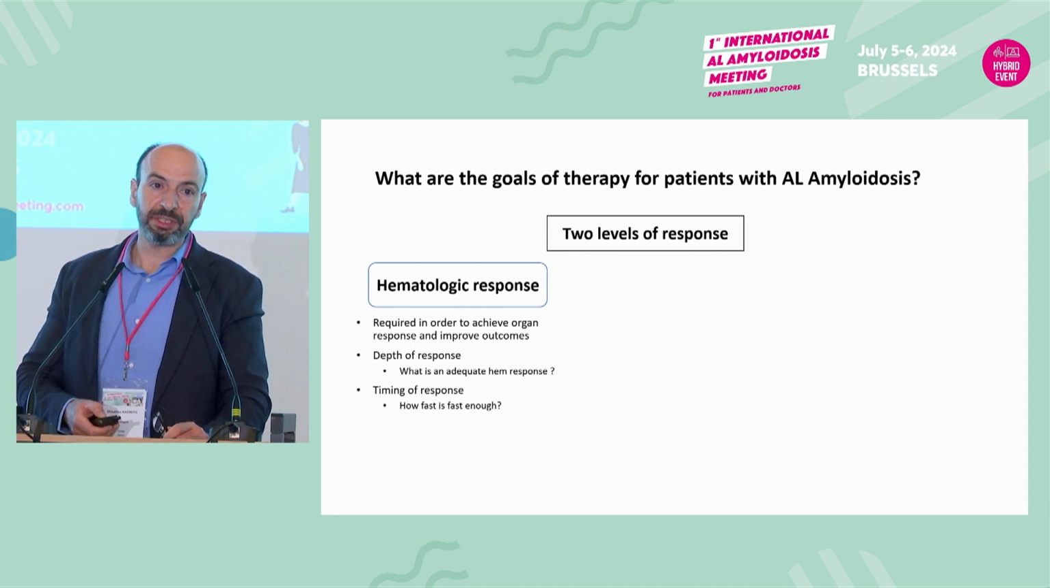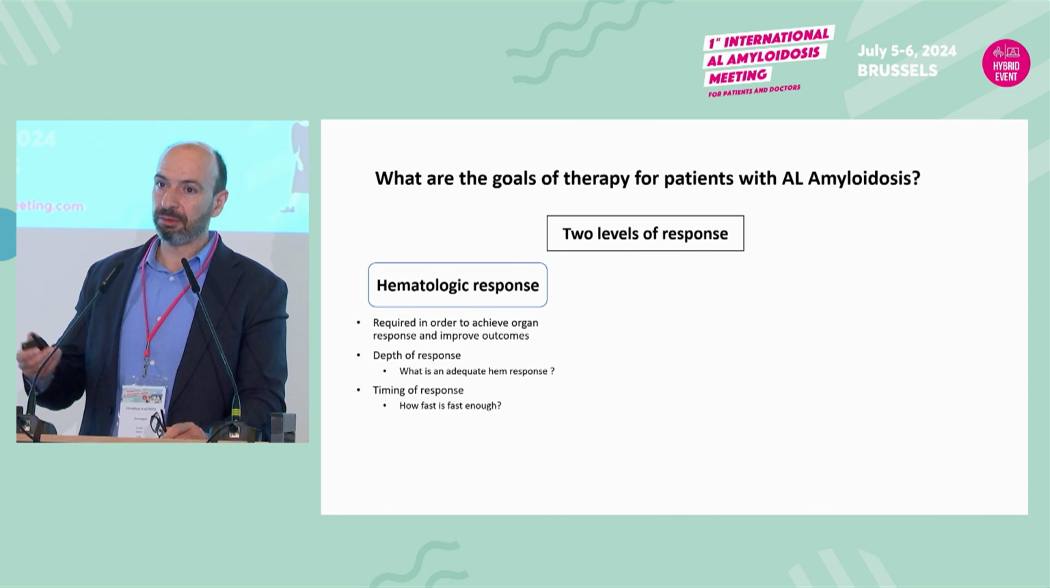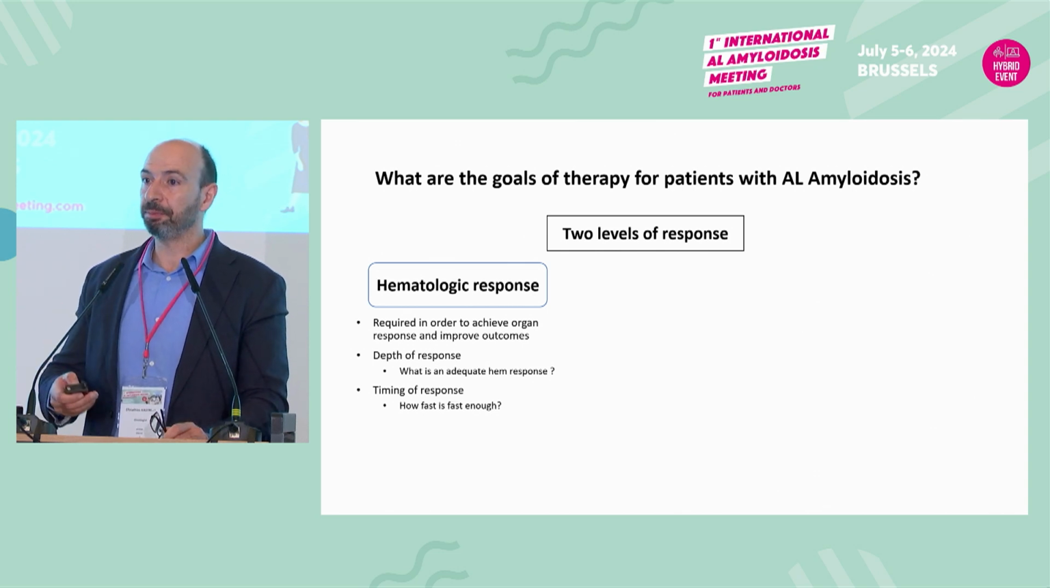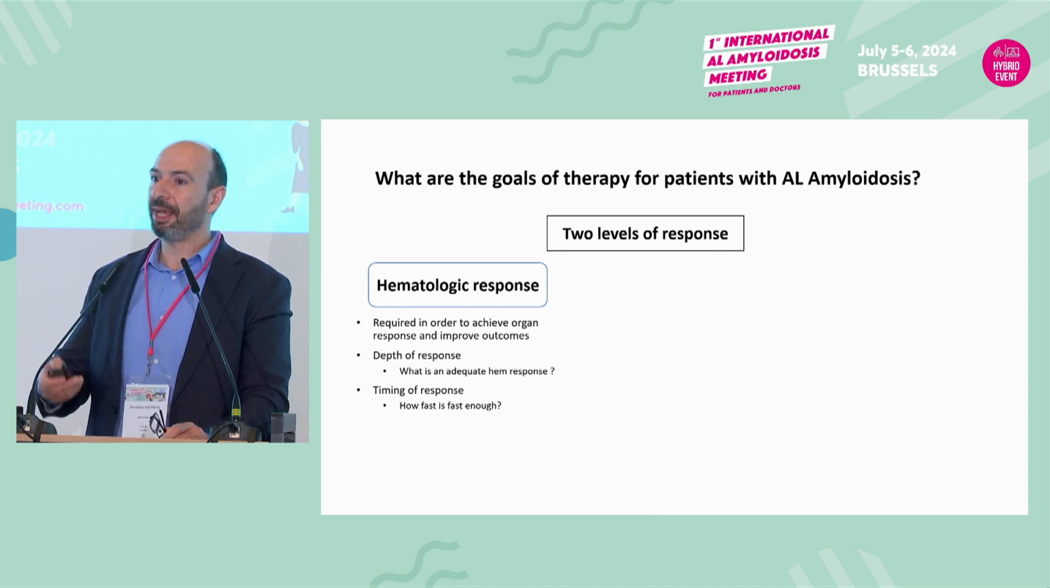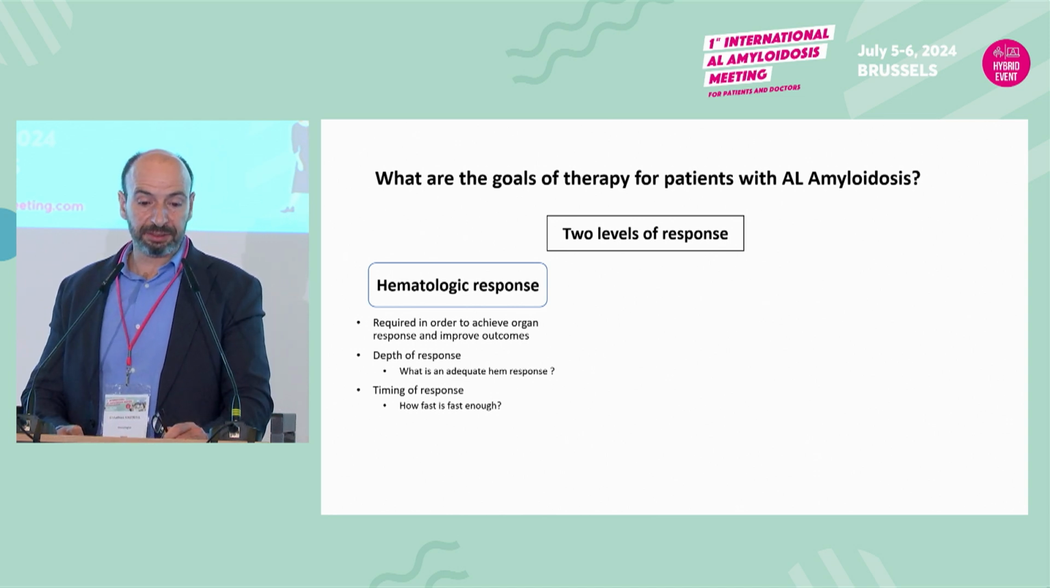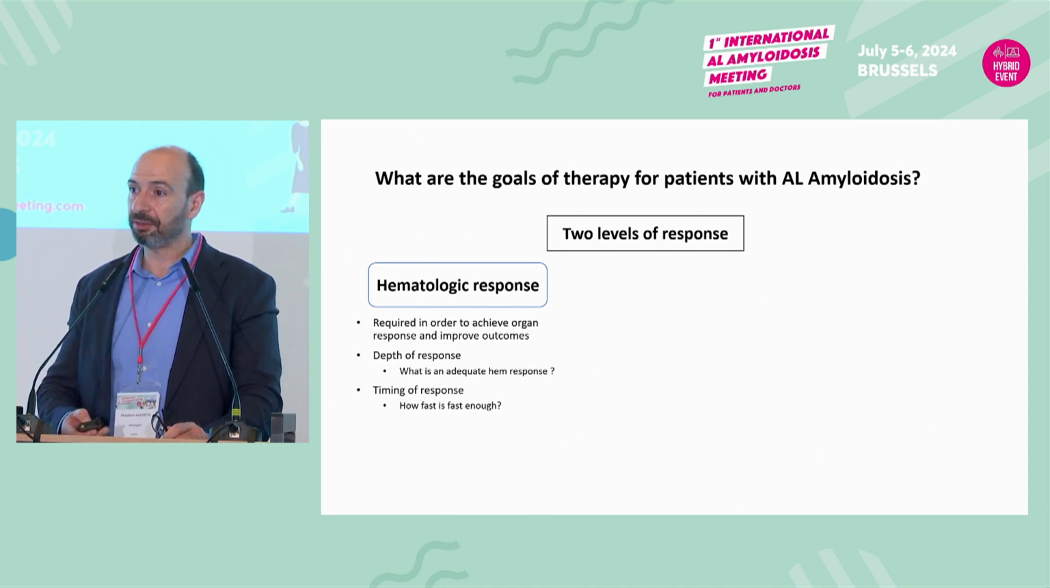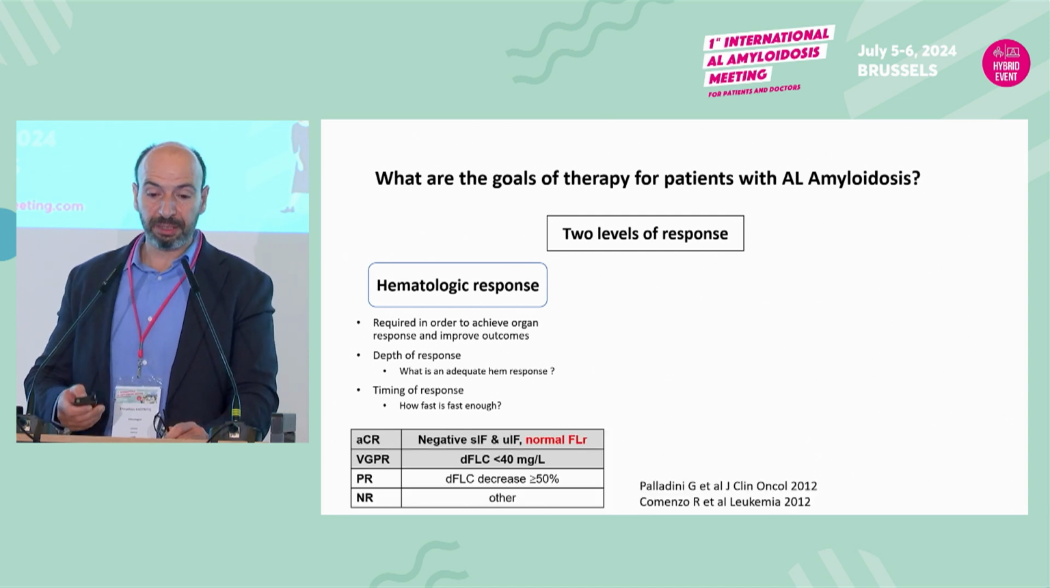So the first question is, how deep should the response be? Arnaud already said that it should be at least VGPR, even better CR, even better MRD negative by MS or by flow cytometry. And the second question is, how fast do we need to have this response? Can we wait? How long can we wait?